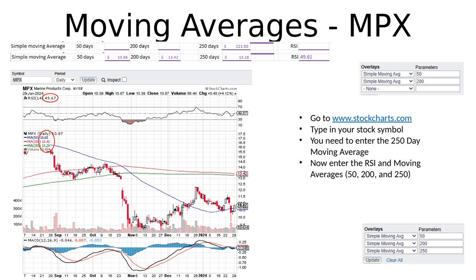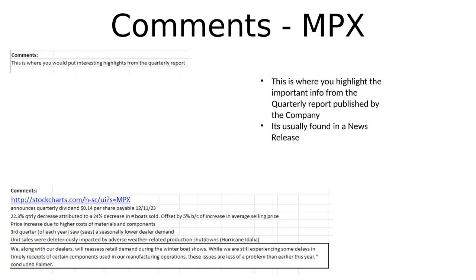The 50 was 1065. That's in blue. And the 200 days was 1342. That's in red. 250 days was 1328. That's in green. And the RSI, I've circled the RSI there, 49.61. If the RSI is over 70, it's overbought. If it's under 30, it's oversold. So these are important. And this stock chart here shows you where the price is going. It's got Bollinger Bands on the bottom. Really good information.